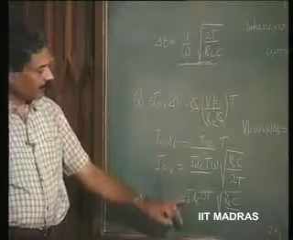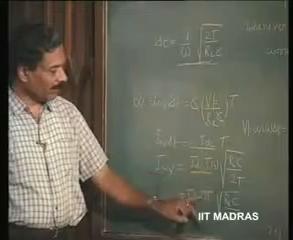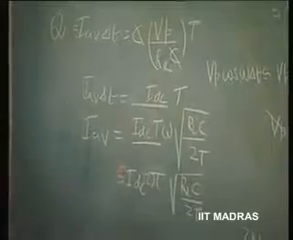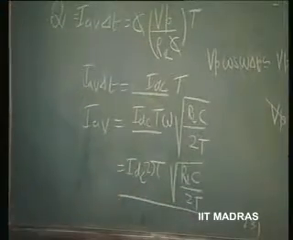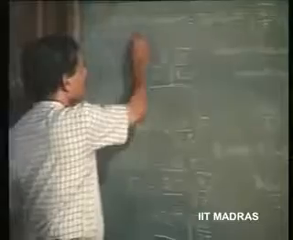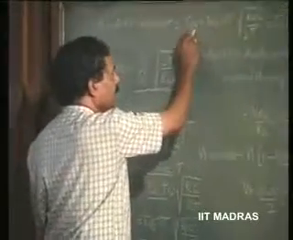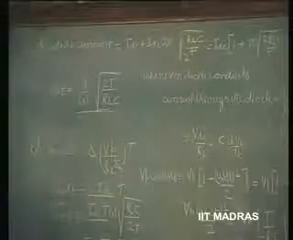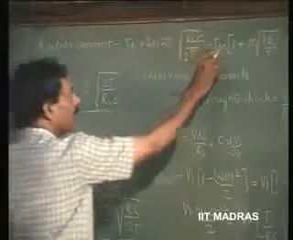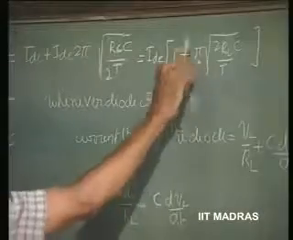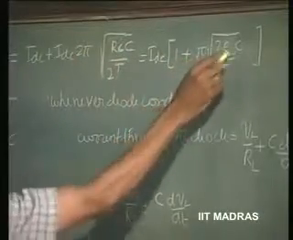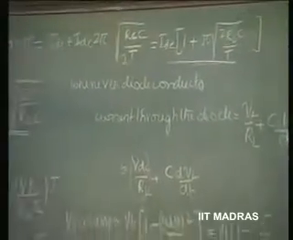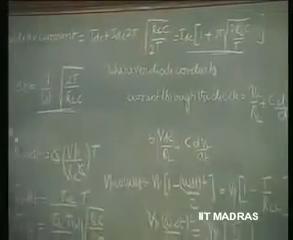Substituting this value, we get I d c into omega T, which is 2 pi, root of R L C by 2 T. This is an important equation which tells us that the total average current in the diode is I d c plus I d c into 2 pi root of R L C by 2 T. So, this is I d c into 1 plus pi, taking the 2 inside the root, 2 R L C by T. This is the factor by which the average current is going to be increased.